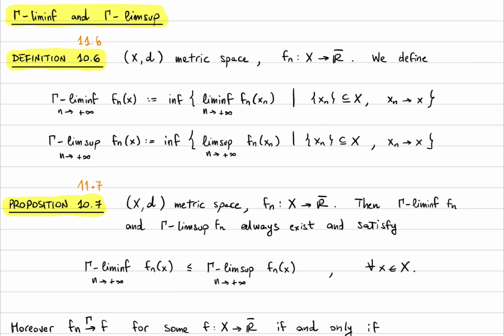Okay, definition: given a metric space (X, d) and a sequence Fn from X into the extended reals, we define the gamma lim-inf of Fn as n goes to plus infinity. This is just a notation, and this is defining a function from X into the extended reals. If we call this function G, for example, now I just have to tell you how I define this function for every point x in X.